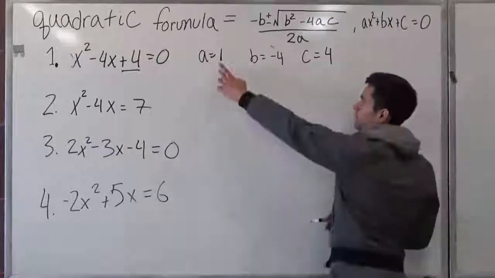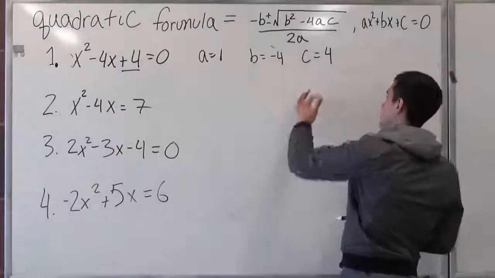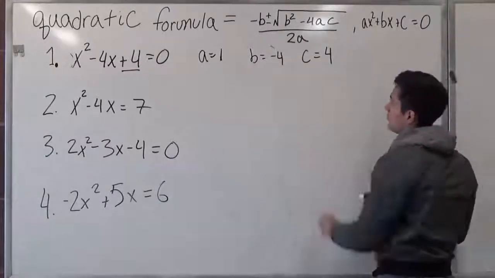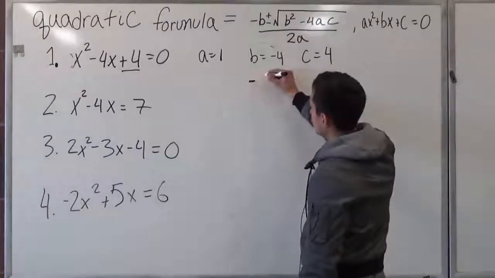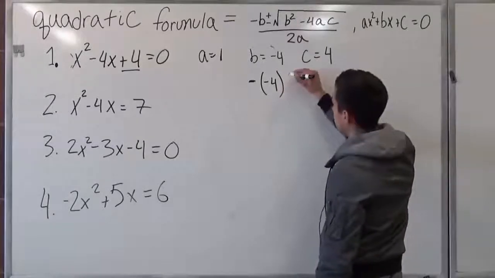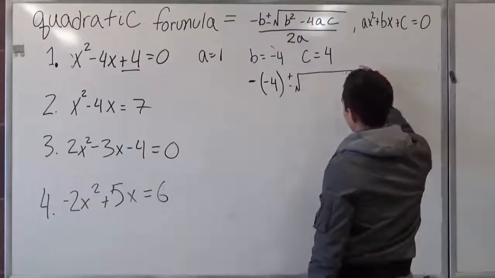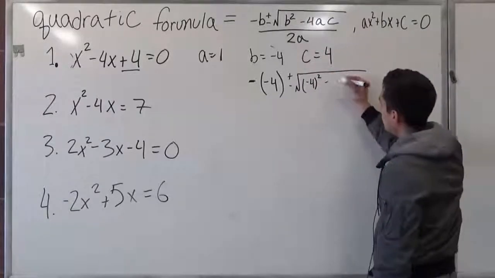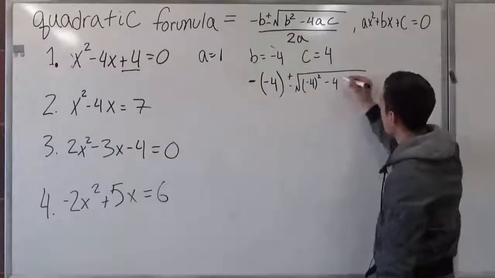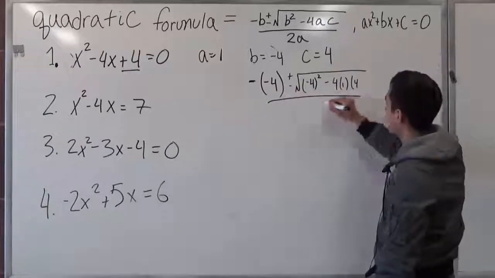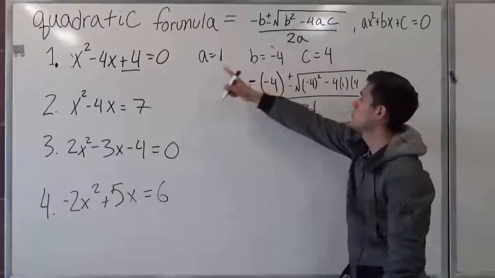So now that we have our a is equal to 1, b is equal to negative 4, and c is equal to 4, all we have to do is plug these variables in and solve. So b is negative 4, so we put negative 4 plus or minus b squared, negative 4 squared, minus 4 times a is 1, times c is 4, all over 2 times a, which is 1.